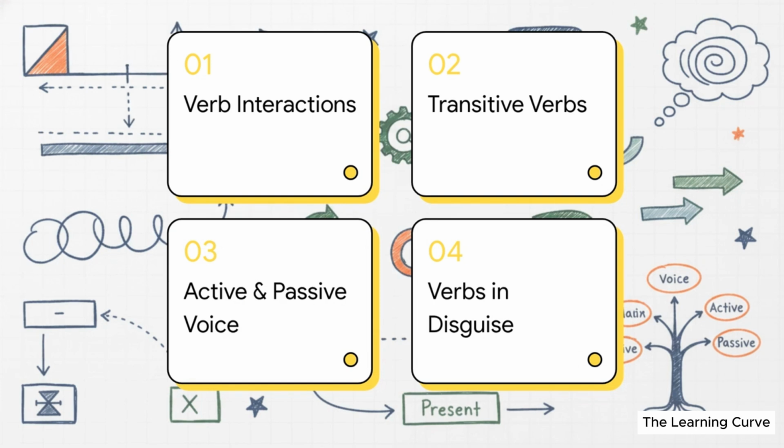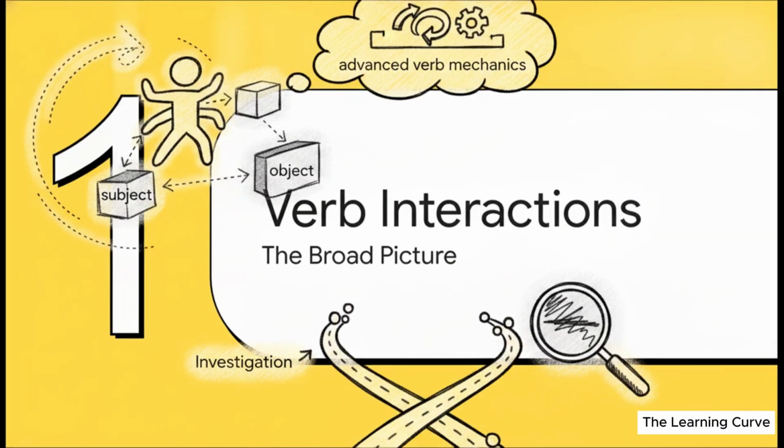So here's our roadmap for today. We're going to explore advanced verb interactions, break down the difference between transitive and intransitive verbs, look at how active and passive voice shifts our focus, and finally, we'll expose some verbs in disguise. Starting off with Section 1, Advanced Verb Interactions.